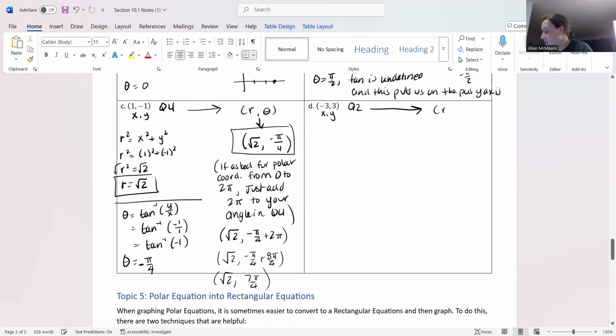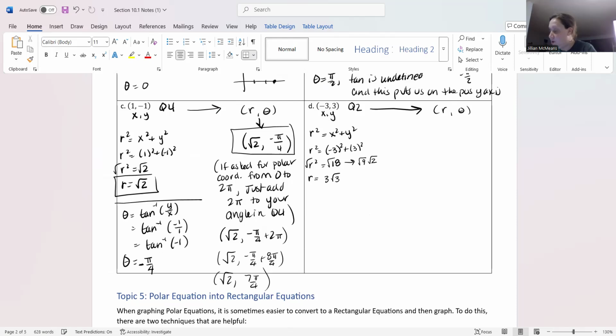Okay. So we want to convert this to something in the form r, theta. So we know that r squared is equal to x squared plus y squared. So r squared equals negative 3 squared plus 3 squared. Negative 3 squared is 9. Positive 3 squared is 9. So we really just get 9 plus 9, which is 18. Now we want to take the square root of each side. So we're going to get r equals, well, this is one of those situations where you need to simplify a radical. So this could be thought of as the square root of 9 times the square root of 2. So we get 3 square root 2.